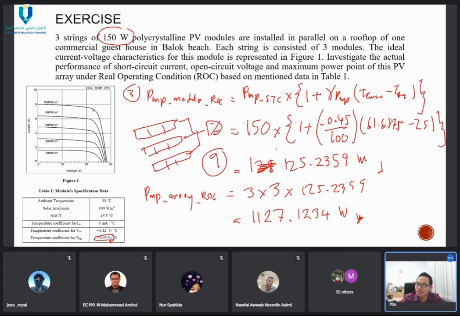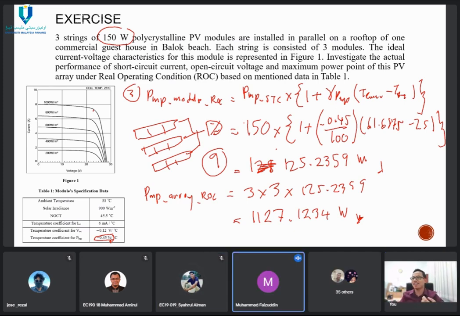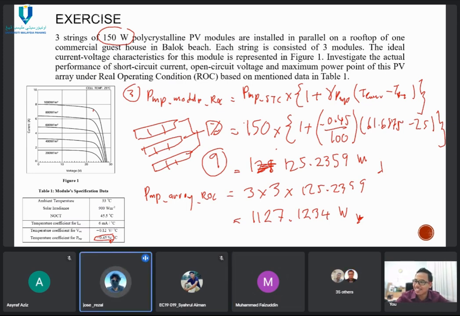Boleh ke nak lagi? Aku ingat nak ajar grid connected tu hari Wednesday kot, Rabu kot. Sebab kalau hari ni macam dah penuh sangat, dia tak diterima pula kenyataan. Rabu. Okay, Rabu sesuai saya.